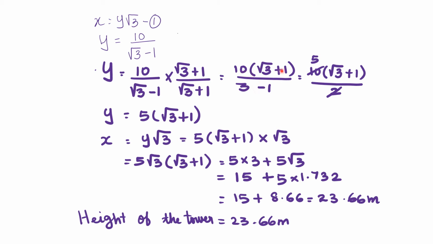You will get 10 into root 3 plus 1 divided by root 3. This will become a minus b into a plus b. So a square, root 3 square is 3 minus 1, 2. So cancelling it, you will get 5 into root 3 plus 1.